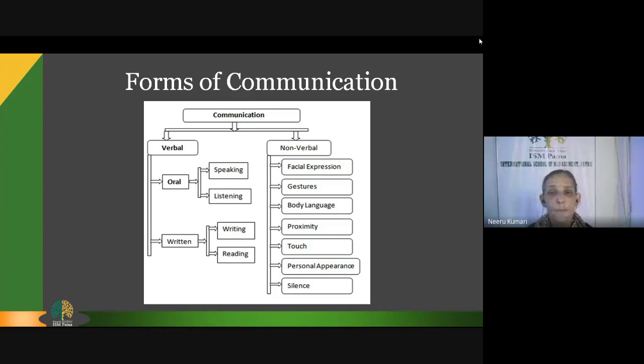The gap that you maintain between two different bodies is called proximity: the gap between personality and personality, between one body and the other body. That study is called proximity. Then touch can also be a part of non-verbal communication. Similarly, personal appearance is a part of non-verbal communication. Silence is a part of non-verbal communication.